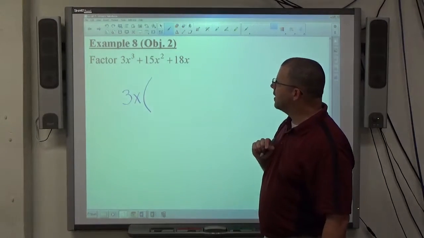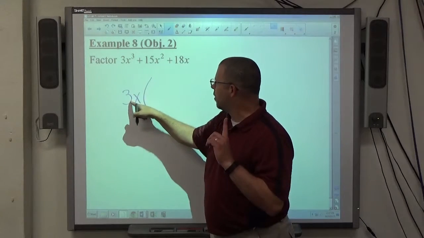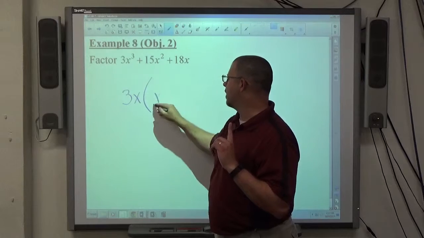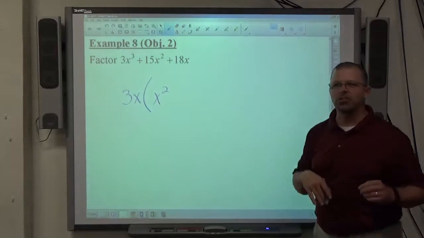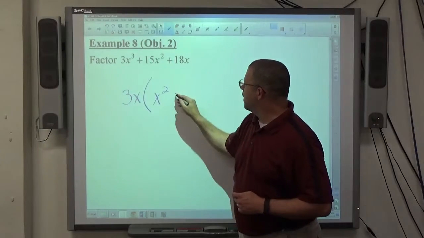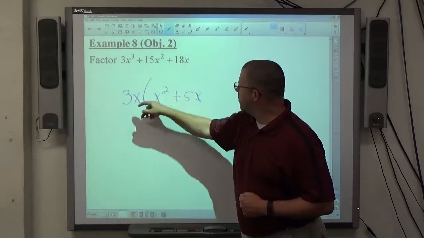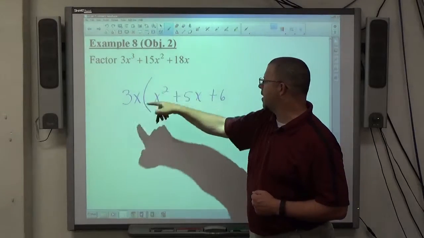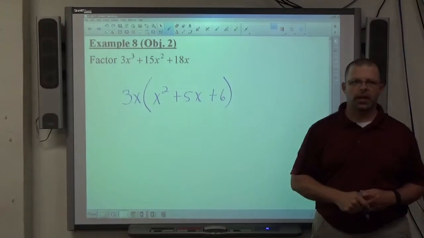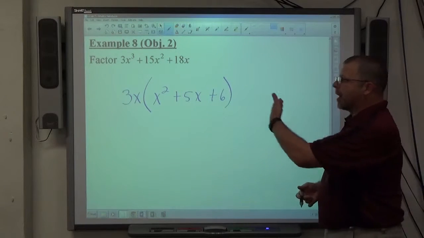And then we simply divide each object by 3x. Divide numbers first. 3 divided by 3 is 1. X cubed divided by x is x squared. Only write the 1 if nothing else shows up. 15 divided by 3 is plus 5. X squared divided by x is x. 18 divided by 3 is plus 6. X divided by x cancels. Again, since I wrote a number down, I don't have to worry about putting a 1 there, so it's just 6. So I've taken out my common factor.